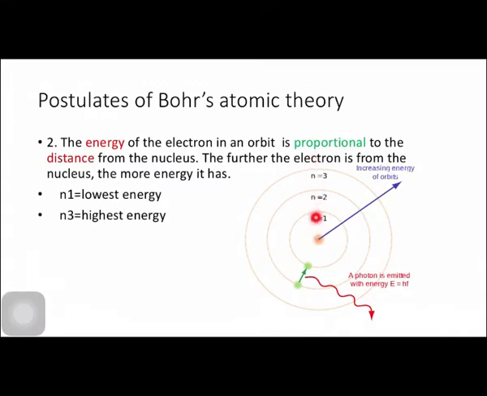Let's suppose that the energy value of N1 is 5, the energy value of N2 is 10, and the energy value of N3 is 15. These are just supposed values for your understanding, not actual values. Here this arrow indicates the increasing energy of the orbits.